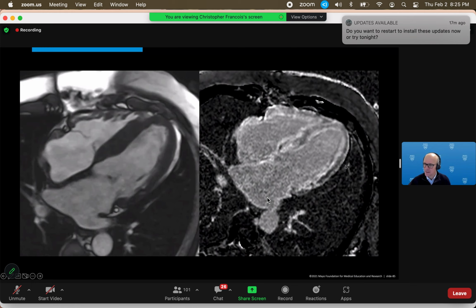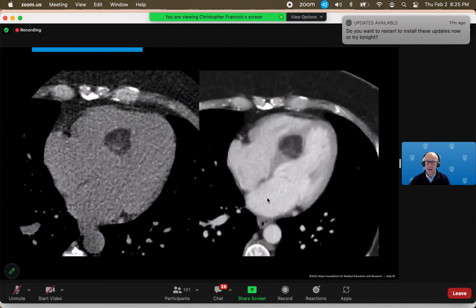The late gadolinium enhancement images in patients with amyloidosis never look very good. They're often very noisy. It's very difficult to null the myocardium. But when you do, what you do frequently see is this diffuse subendocardial enhancement involving both the left ventricle and the right ventricle. And then you'll also see enhancement of the wall of the atria, which you see in this case. So this is cardiac amyloidosis with diffuse subendocardial enhancement involving the left ventricle, the right ventricle, as well as atrial enhancement.